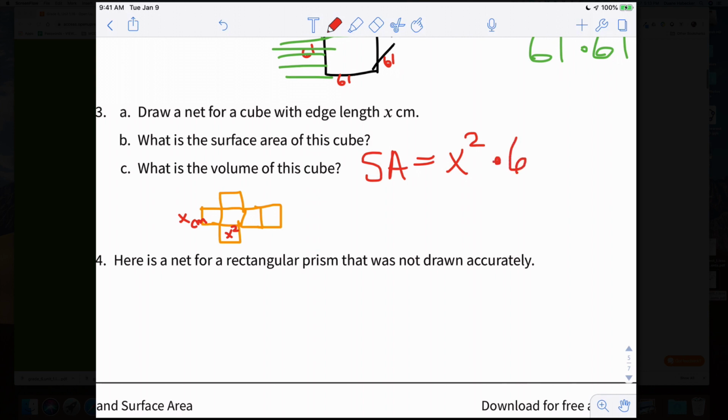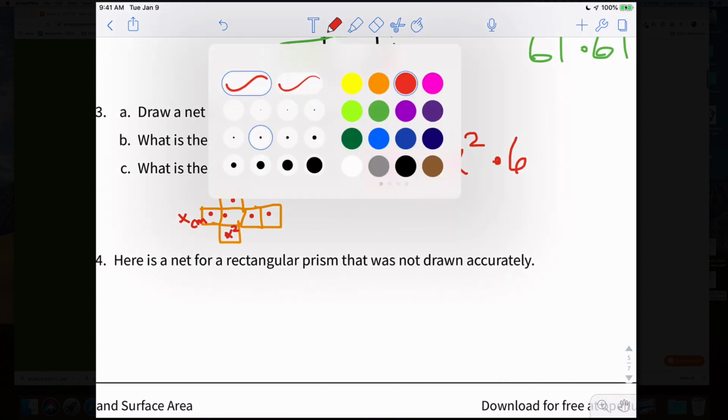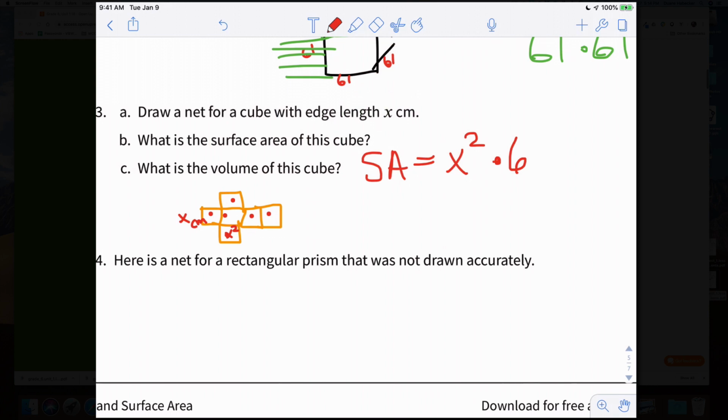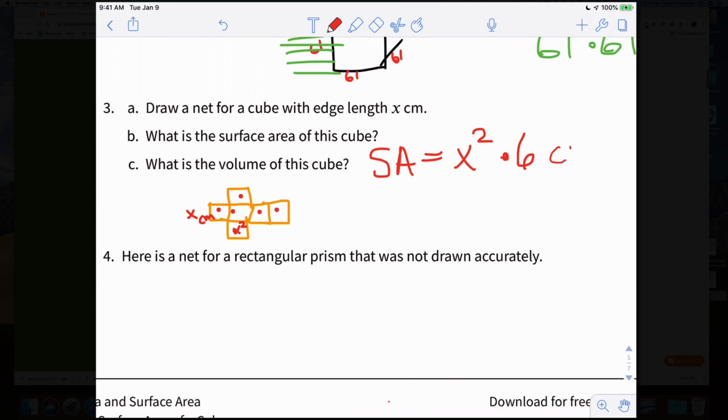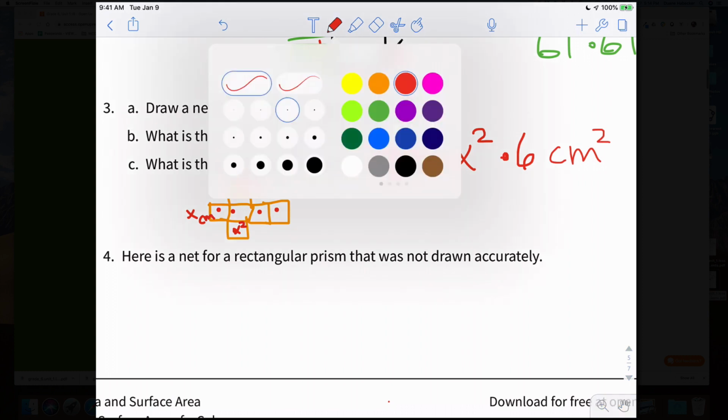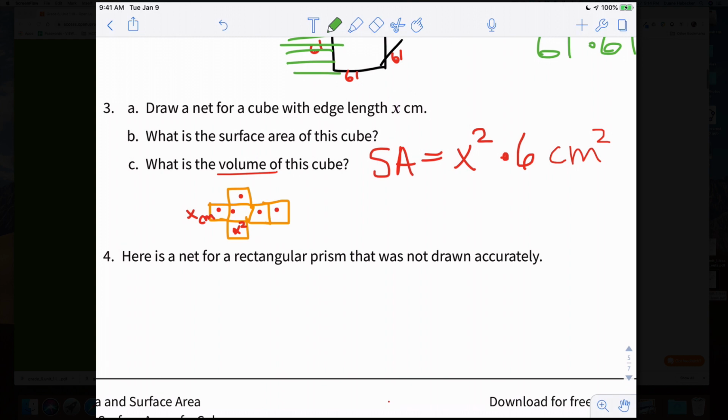Why? Because we have 6 faces. And since we have 6 faces, 1, 2, 3, 4, 5, 6, we're going to multiply by 6. And so our final answer, with units and everything, is x squared times 6 centimeters squared. And the last question here on question 3 is, what is the volume of this cube? So we know the volume is going to be x times x times x centimeters cubed, which an easier way to write that is x cubed centimeters cubed.